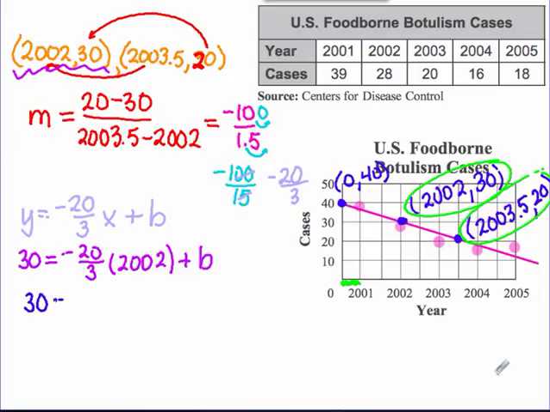And so now I need to calculate that. What is negative 20 thirds times 2002? It'd be kind of a big number over 3. 40,040 over 3. Okay, now what we need to do is subtract that from both sides, which is the same as adding. So you're going to add 40,040 over 3 to both sides.